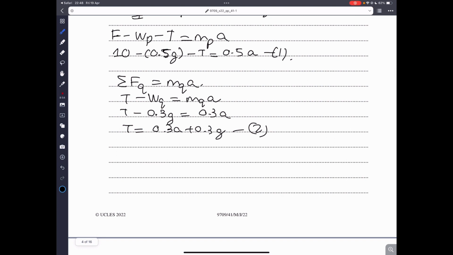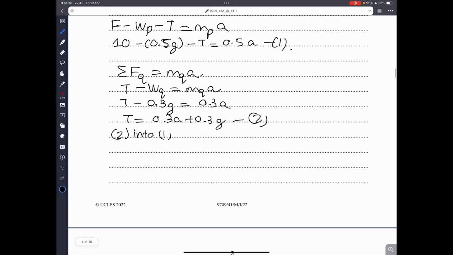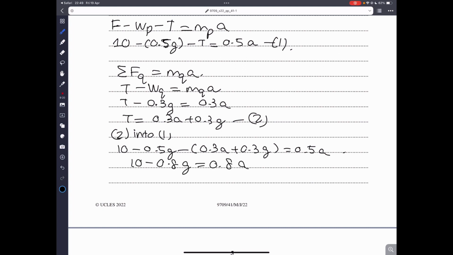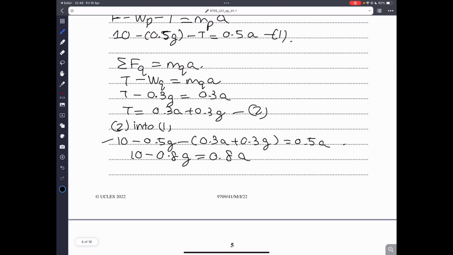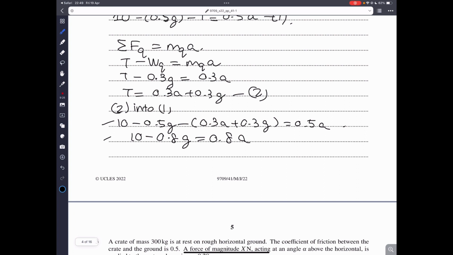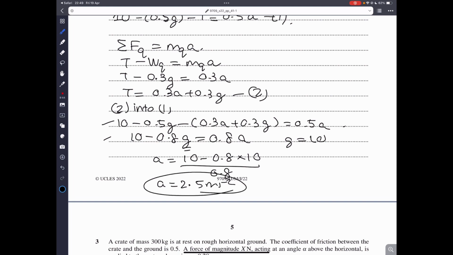Now we get two equations. We can simultaneously solve them. So we can add 2 into 1. Solving it, this is 10 minus 0.5 g minus 0.3 a plus 0.3 g equals 0.5 a. Okay, so this is going to give us 10 minus 0.2 g equals 0.8 a. If you work it out, I worked it out already, so I'm going kind of fast here. So a is equal to 10 minus 0.2 times 10, remember, g value is 10, divided by 0.8. Acceleration is 2.5 meters per second squared.